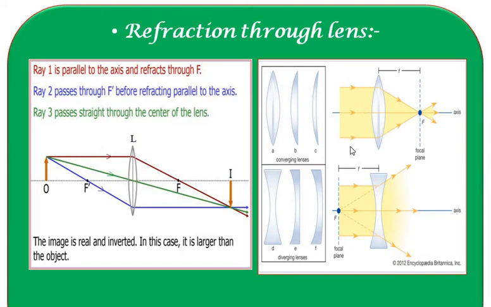Here the source is at infinity and is incident on the convex lens, then its image is observed at this point, called the focus of the convex lens. This distance is called the focal length. Here the source is at infinity, then its image is observed as shown in the figure. This distance is called the focal length of the concave lens.